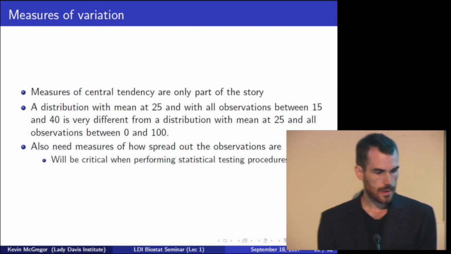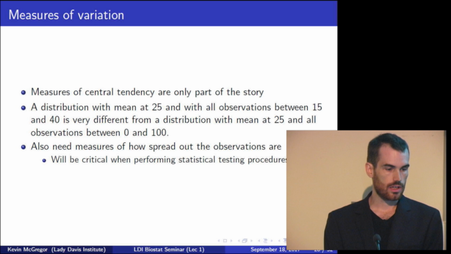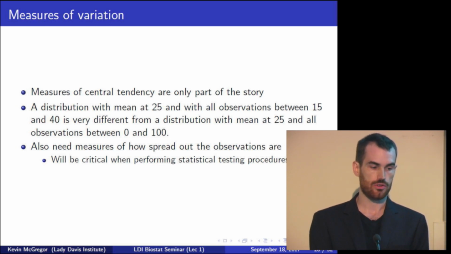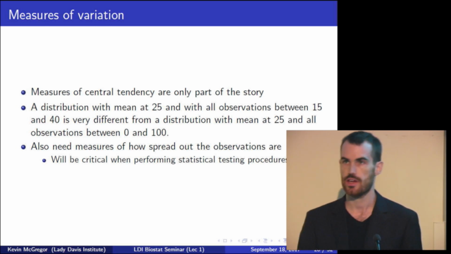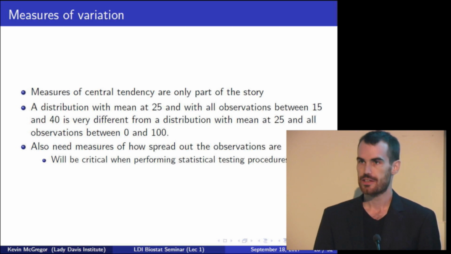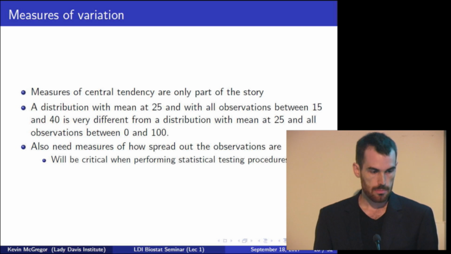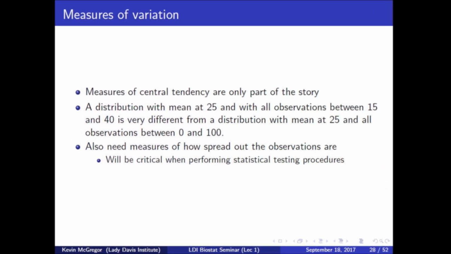All right, so we also have what we call measures of variation. Our measures of central tendency, even though they're usually the main quantities that we're interested in studying, are not enough, because we also need to describe how spread out our distribution of values is.